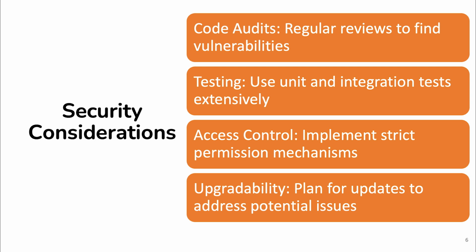Security considerations. Security is of paramount importance as smart contracts enforce business logic, and thus failures and vulnerabilities can cause severe financial and reputation damages. Some of the main security best practices are regular code audits to detect vulnerabilities, careful unit and integration testing. Another important task is access control, which should be enforced through strict permission mechanisms. Finally, it is important to have proper support for updates to address potential issues.